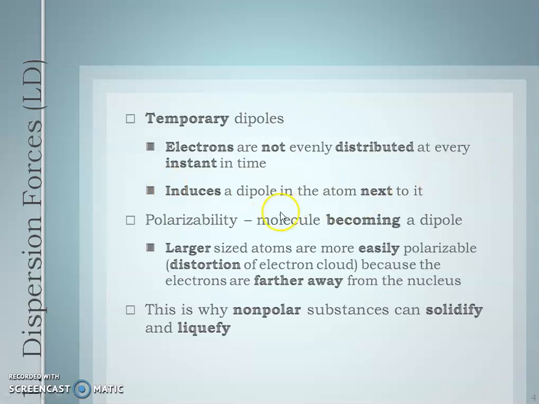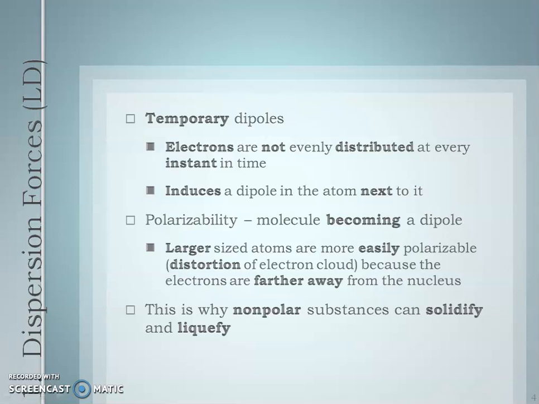So polarizability is going to be a big word in this whole section. Polarizability means the molecule becoming a dipole. How easily is this nonpolar molecule going to become a polar molecule? The larger the atoms are, the more easily it's going to be polarizable. Hopefully that makes sense, because if you have a lot more electrons, those electrons are moving really, really fast, and they can move from one atom to another a little more freely because the atom is so big. As the size of the atoms gets bigger, those electrons are farther away from the nucleus, so they can kind of do their own thing. So the larger the atom, the more polarizable it can become.